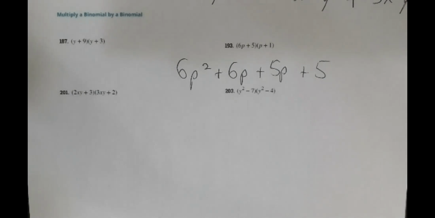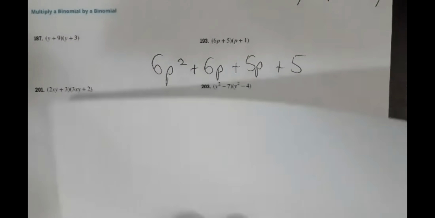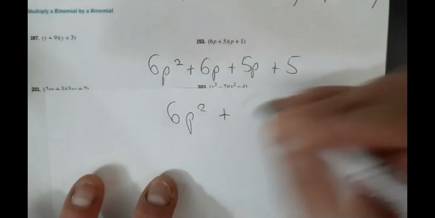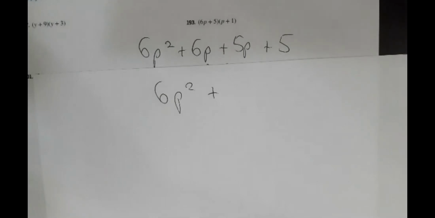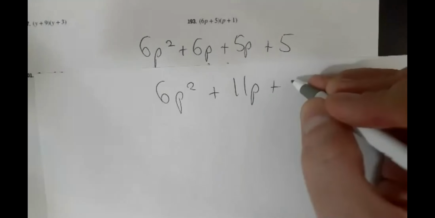After you do the distribution, there's usually a little bit of cleaning up to do. So this is 6p squared plus, usually, won't be always, but a lot of times it'll be in that middle, 6 plus 5 gives me 11p, and I'm doing plus 5.